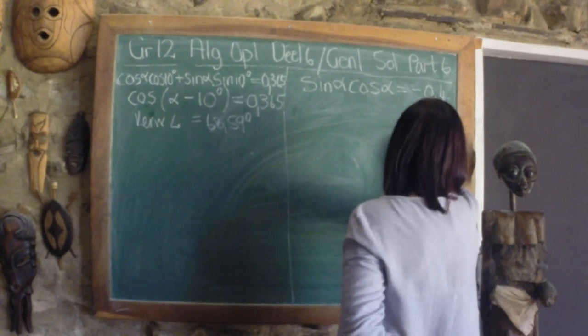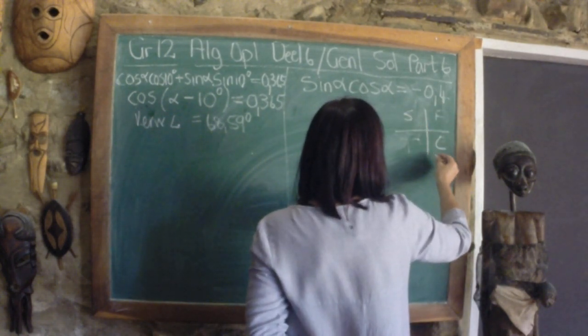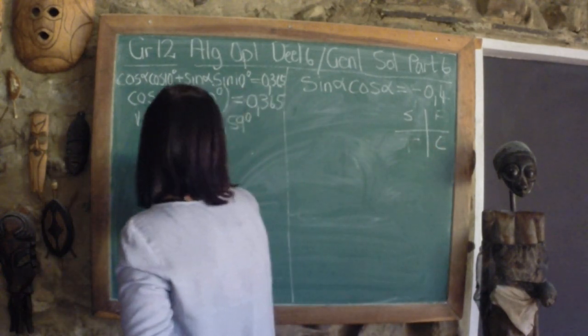So if I go to my cos diagram, in what quadrant will the cosine be positive? That will be in the first and the fourth.